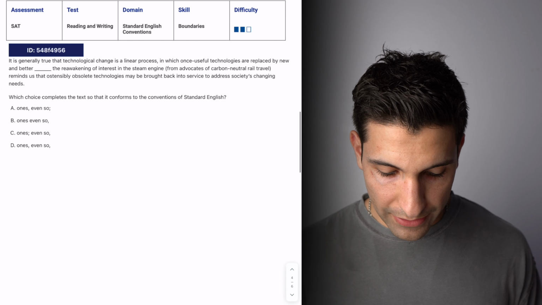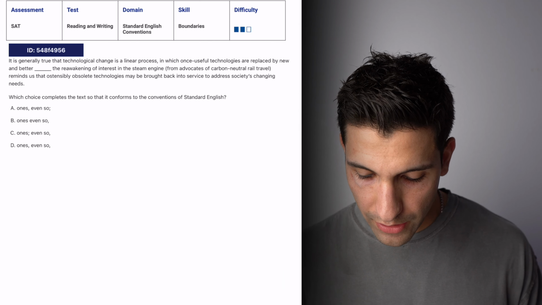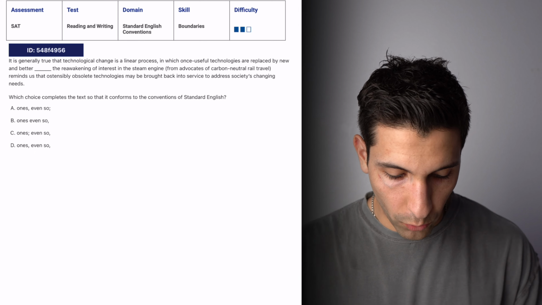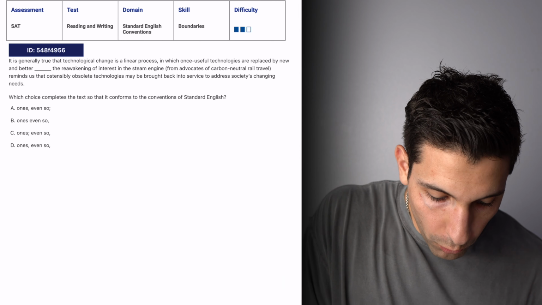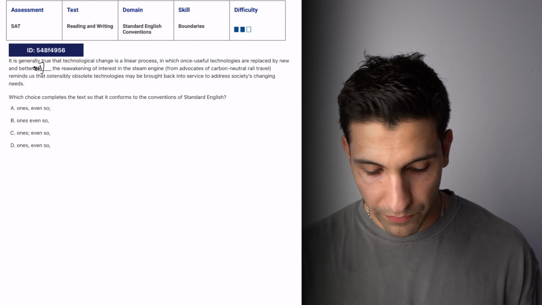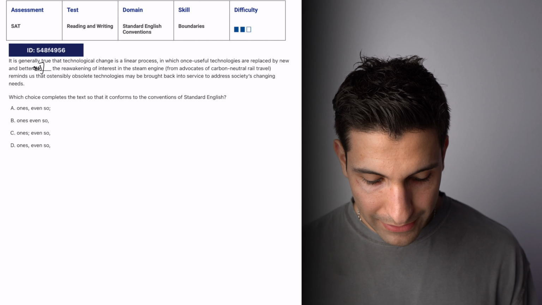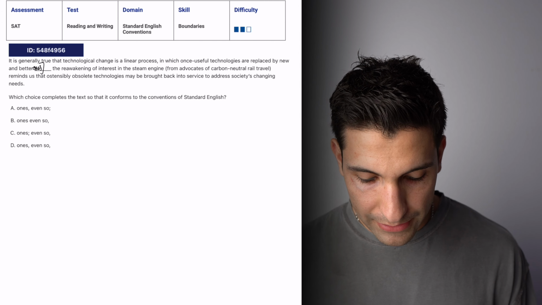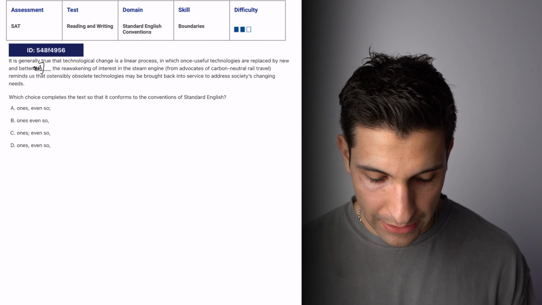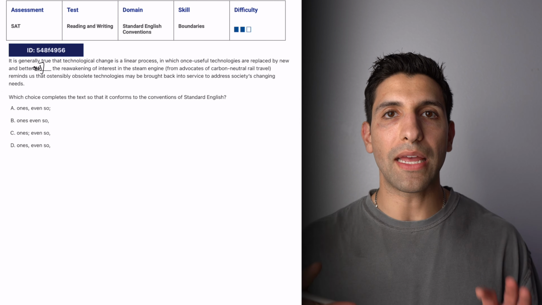It is generally true that technological change is a linear process in which useful technologies are replaced by new and better ones. Then, in the answer choices, each answer choice has "ones, even so." So when we put "ones" there, that is a complete sentence. Everything before that is an independent clause. After the blank, "the reawakening of interest in the steam engine reminds us that the ostensibly obsolete technologies may be brought back into service to address society's changing needs." That also is an independent clause.